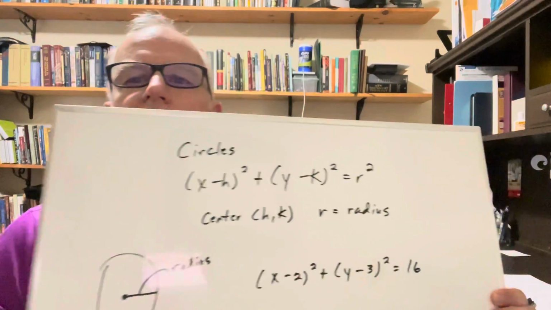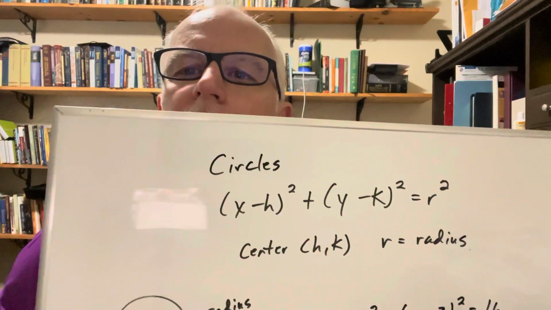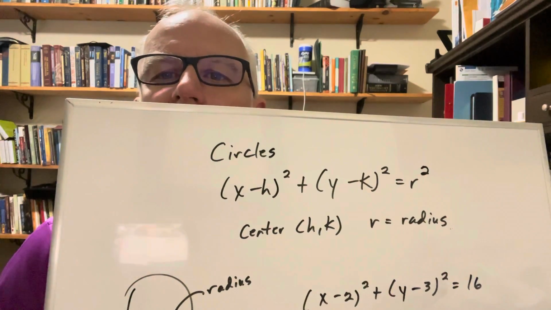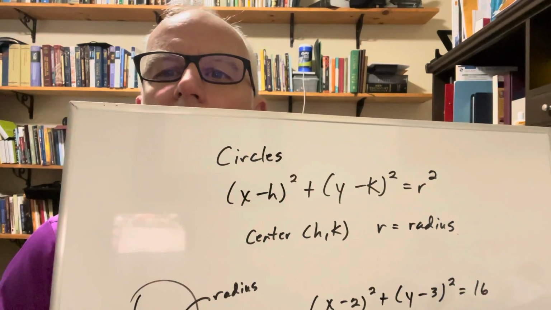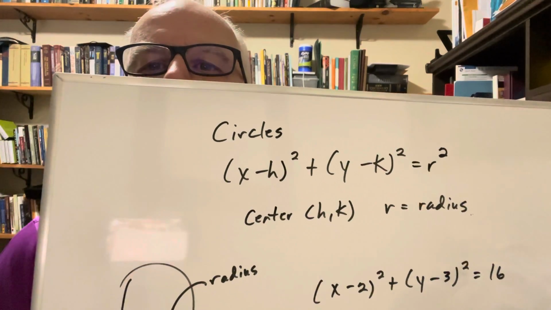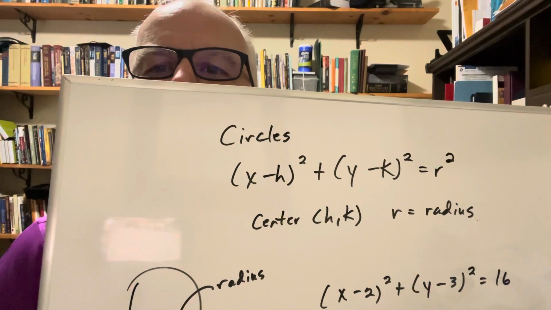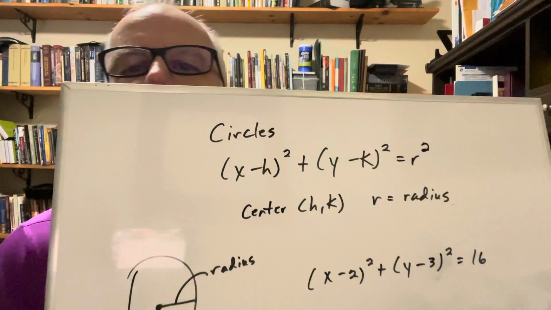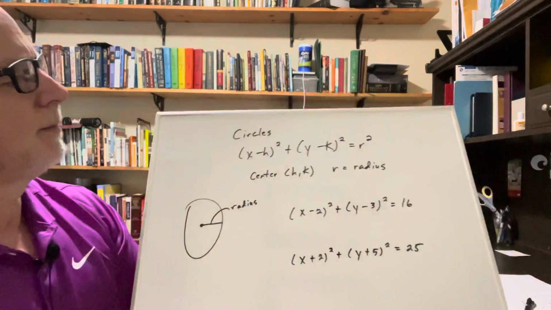Here is the formula for circles: (x - h)² + (y - k)² = r². And it's the case when you have that formula that the center is the (h, k) value and the radius is r. So let's look at a couple of problems there.